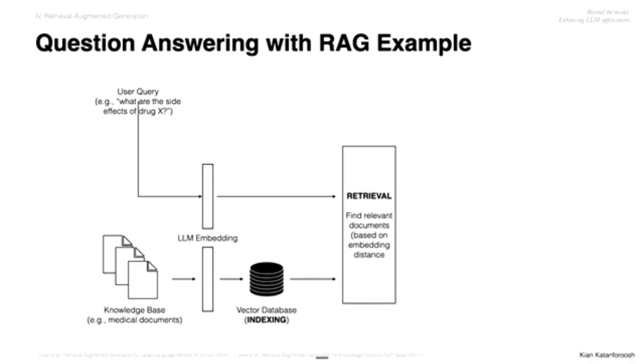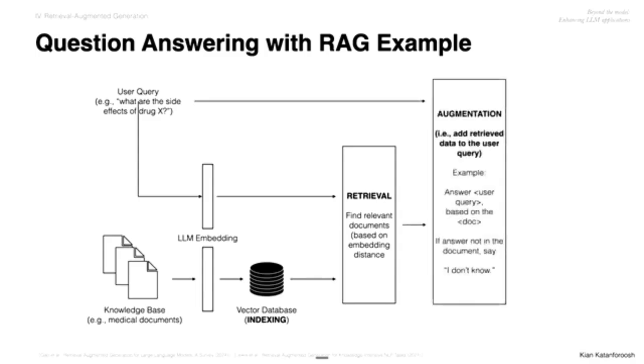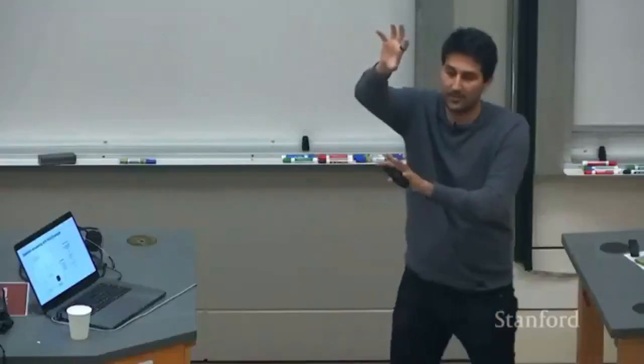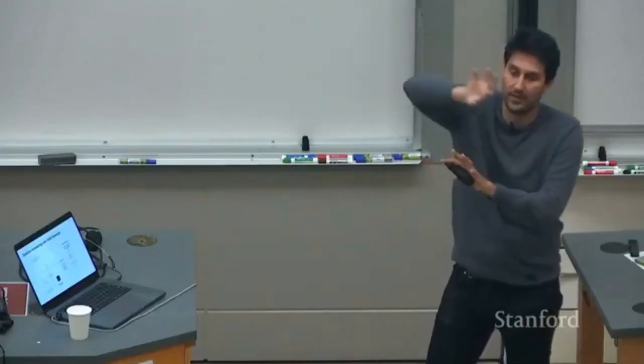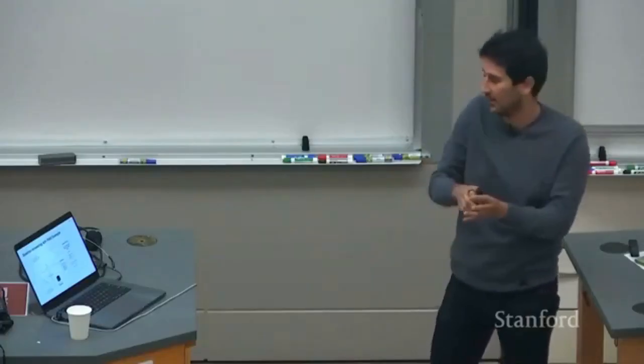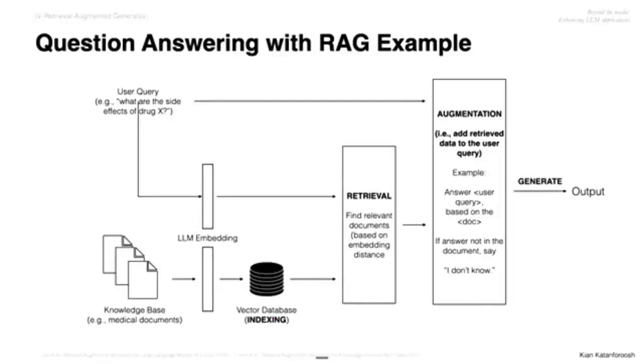Once you found the relevant documents, you pull them and then you add them to the user query with a system prompt or a prompt template on top. So the prompt template can be: answer user query based on list of documents. If answer not in the document, say, I don't know. That's your prompt template, where the user query is pasted, the documents are pasted, and then your output should be what you want because it's now grounded in the document.